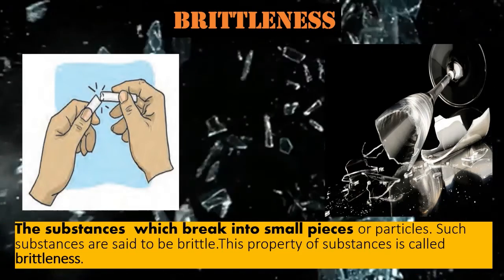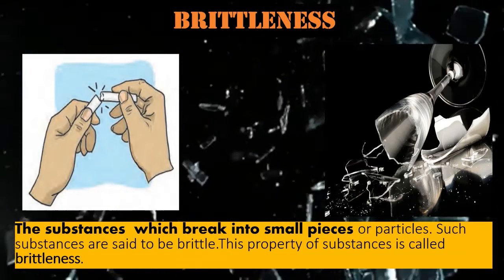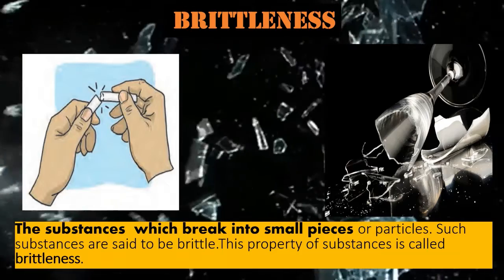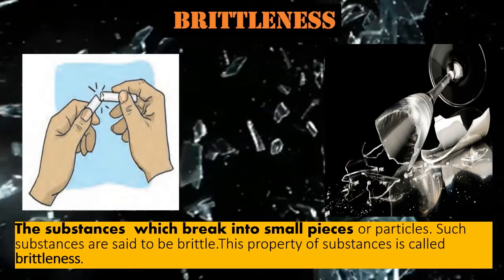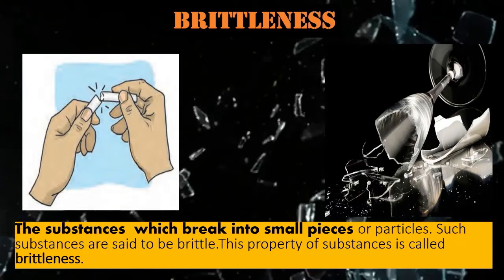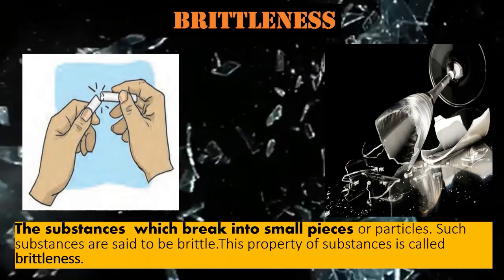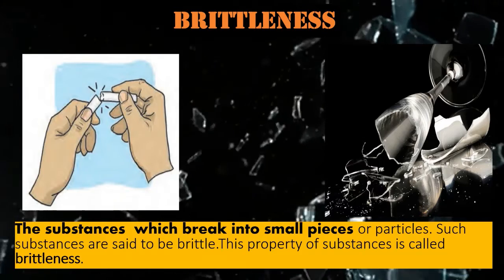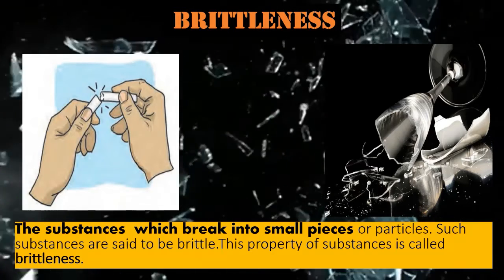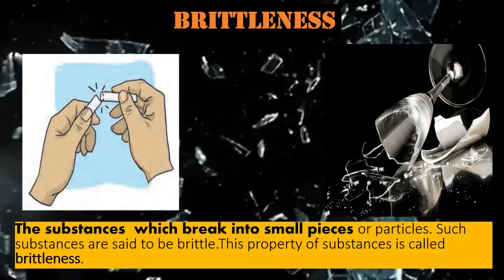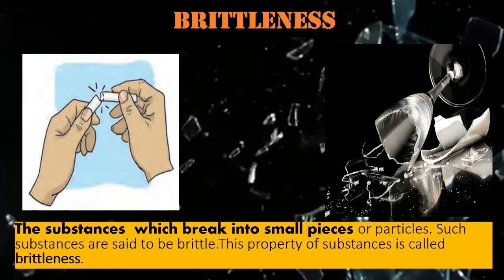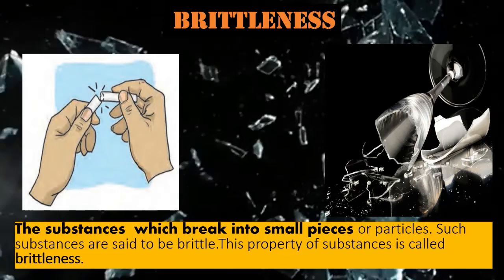Whatever thing breaks, we say it is brittle, and that is the reason we pack things like crockery made of glass, and we write "handle with care", or it is marked as brittle, meaning it can easily break. Okay, so any substance that breaks easily is called a brittle substance, and the property is called brittleness.